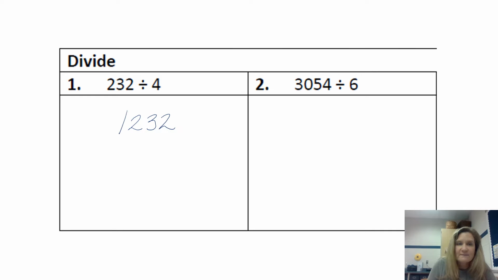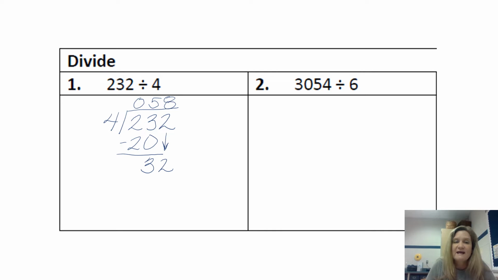232 divided by 4. 4 cannot divide 2, so we're going to put a 0 above the 2. 4 can divide 23 5 times. 5 multiplied by 4 equals 20. We subtract, we get 3. Bring down the 2. 4 can divide 32 8 times. 8 multiplied by 4 equals 32. Subtract, we get 0. 232 divided by 4 equals 58.